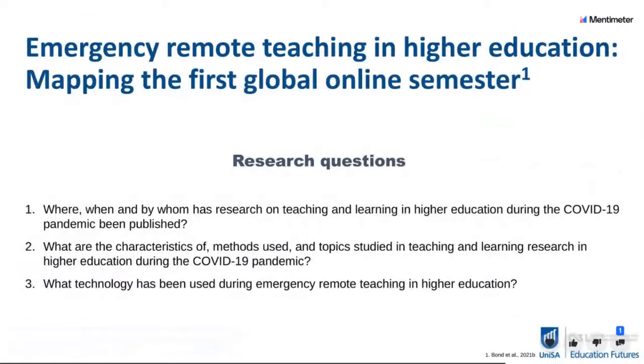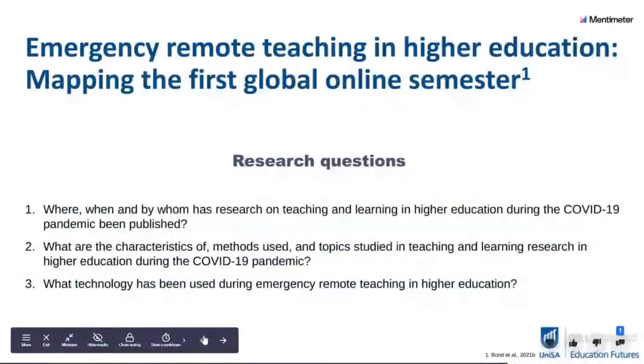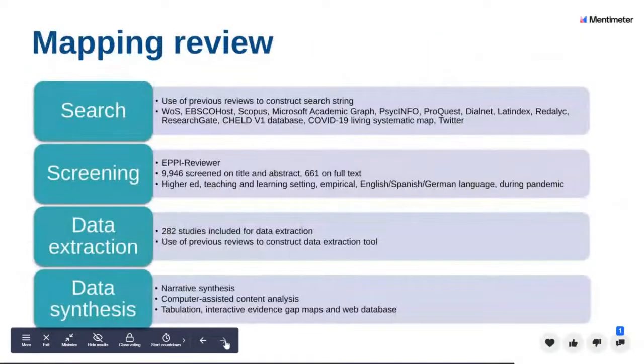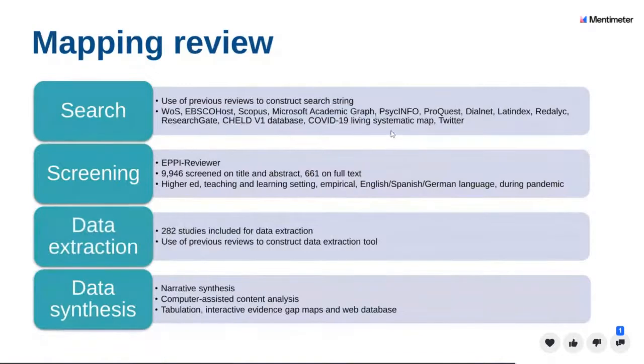Okay, I am keeping my eye on that time. So this was a review that we did looking at higher education in particular. Unfortunately, we haven't yet had time to look at it in terms of engagement, but we did look at the technology side of things. And we also looked at the themes or the topics that were being researched during that first 6 months of the pandemic. This was a mapping, we called it a mapping review in the end. It was a systematic review, and we did undertake a form of quality appraisal.